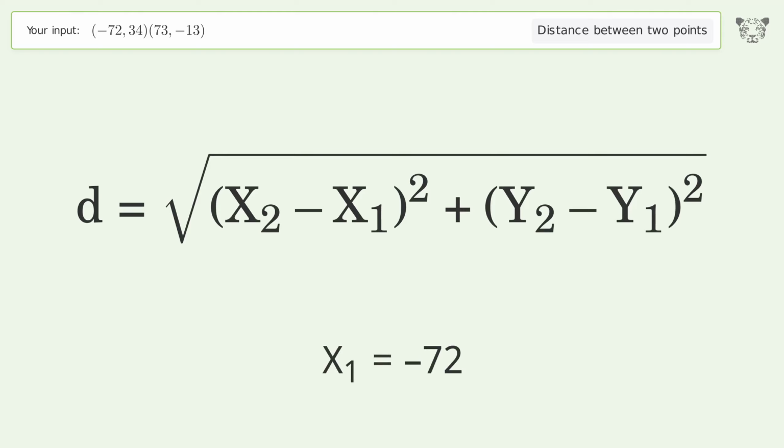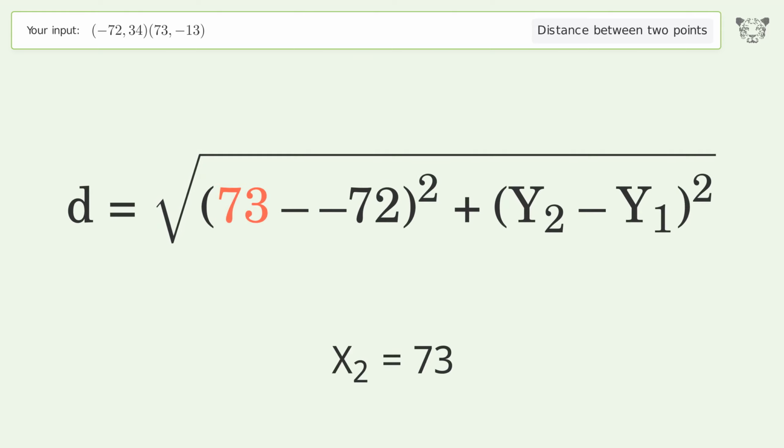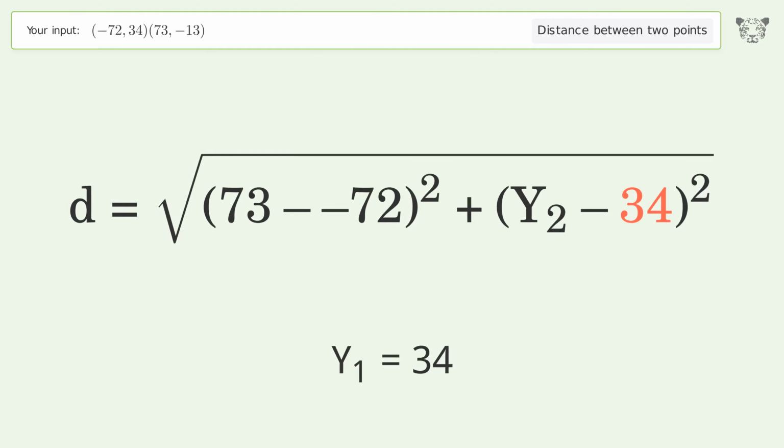x1 equals -72. x2 equals 73. y1 equals 34. y2 equals -13.